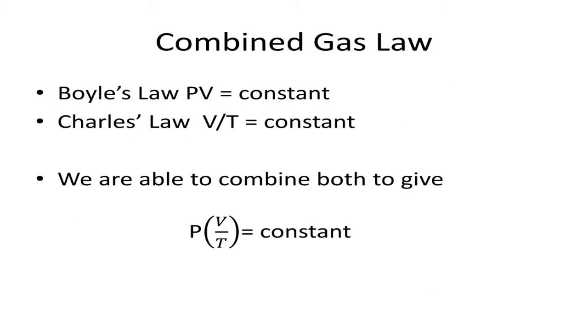Combined gas law. In Boyle's law, PV is equal to a constant. In Charles' law, V over T is equal to a constant. So we are able to combine both to give P times V over T equals a constant.